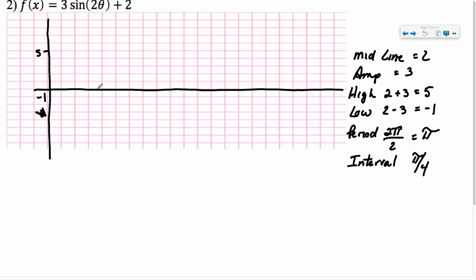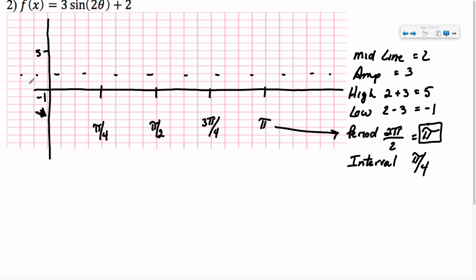Next, let's make some interval markers. 1, 2, 3, 4. My intervals will be pi over 4, 2 pi over 4, which is pi over 2, 3 pi over 4, which you can't reduce, 4 pi over 4, which is pi. Notice it matches your period. The last interval will always match your period. We did this last night. Okay, we're talking about a positive sine. We need to find the midline, which was 2. So let me just do a little bit of this so you can see where it is.